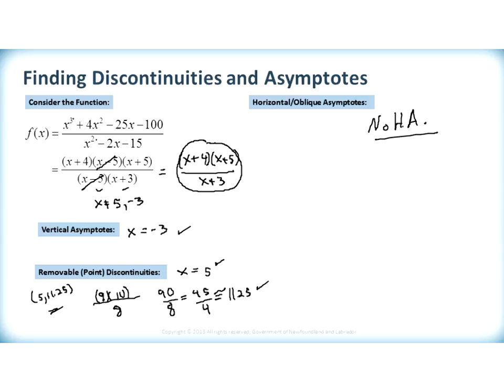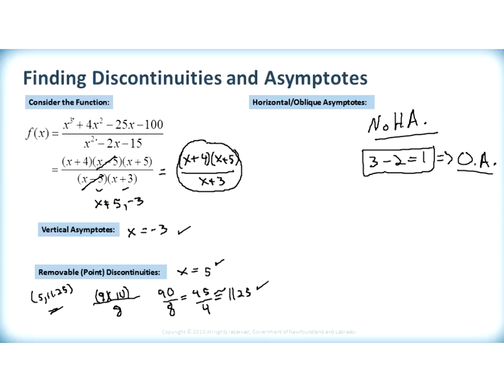And although the degree of the numerator is greater, its degree is 3, and the degree of the denominator is 2, giving us just that magic difference of 1, which tells us that yes, indeed, we are going to have an oblique asymptote. So let's find the equation of our oblique asymptote.